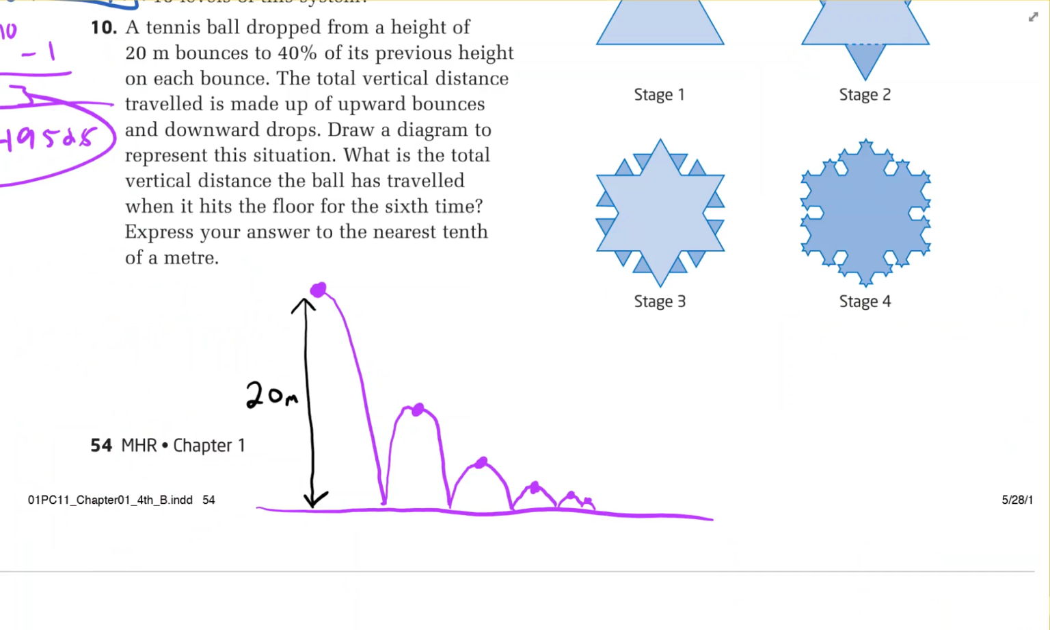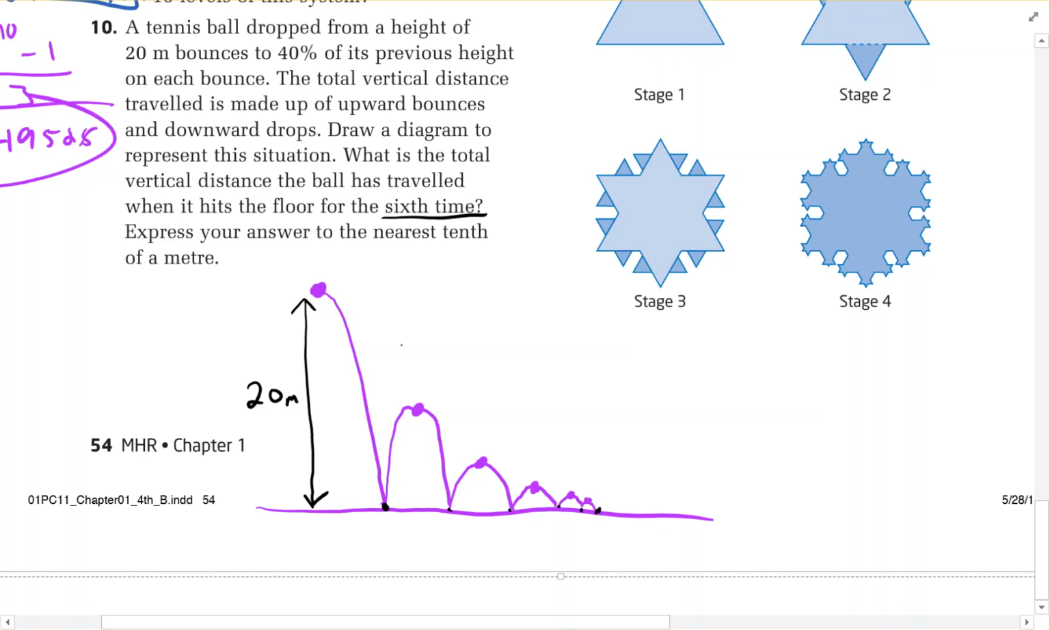Okay, number 10. Here's my picture that I drew. So it bounces 40% as high every time, right? So now the question says, what's the total vertical distance the ball has traveled when it hits the floor for the 6th time? So this would be where it hits the ground like once, twice, 3, 4, 5, and then 6 right there, right? So what I'm going to do is call this T1, this is T2, T3, T4, and then T5.